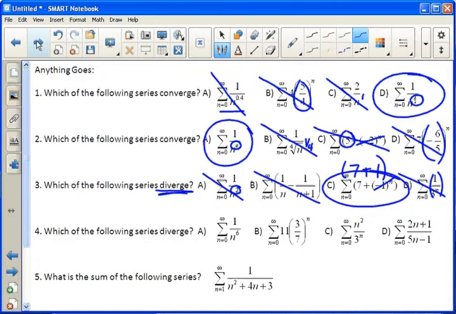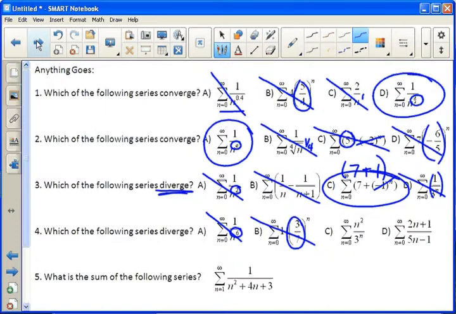Number 4, which of the following diverge? Okay, part A, that's p-series, power bigger than 1, so that converges. B, this is geometric with an r less than 1, so that converges. C, well, if we do the nth term test, we get 0, so it's actually inconclusive, and we don't know. So this one, I kind of just have to put a question mark by.